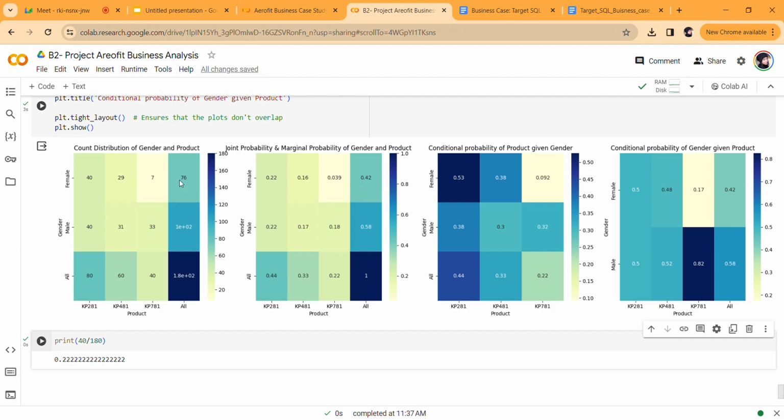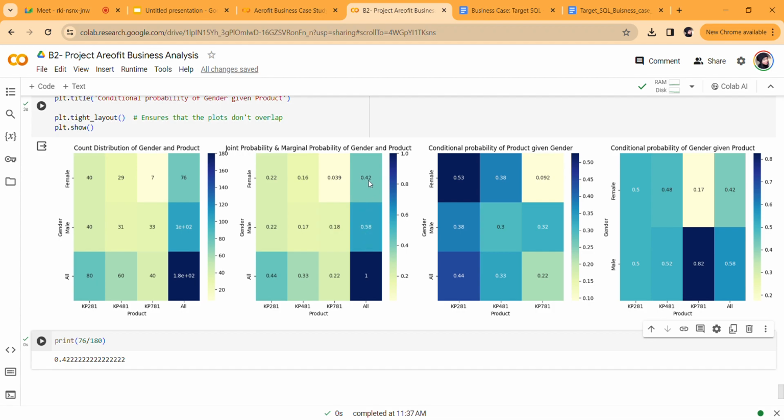Okay, and now here 76. If you divide 76 by 180, this 76 is the margin, the total of females who are purchasing any product. You can see 0.42 is mentioned here. Everything is divided by 180. In this section, the first three and next three boxes are the joint probability, and these three things and these two things are the marginal probability.